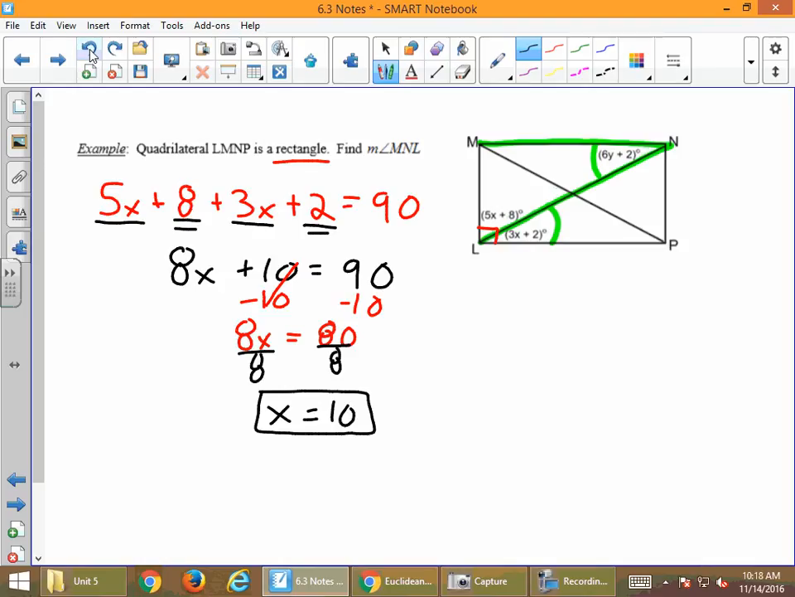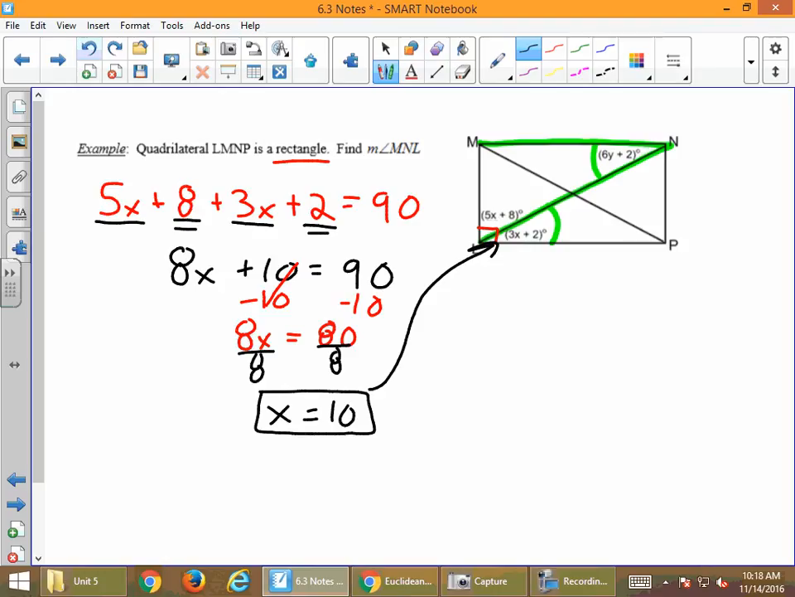Why am I allowed to do that? Why can I put this for that? Yeah, because what kind of angles are those two? You're right. They are what? Oh gosh, now here comes the memory. They're on different sides of the line. They're alternate interior. Alternate interior angles are congruent.